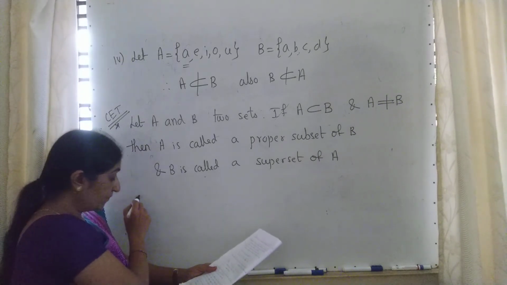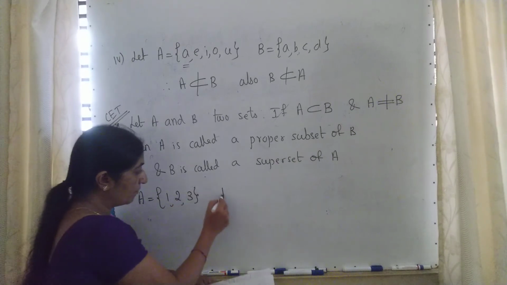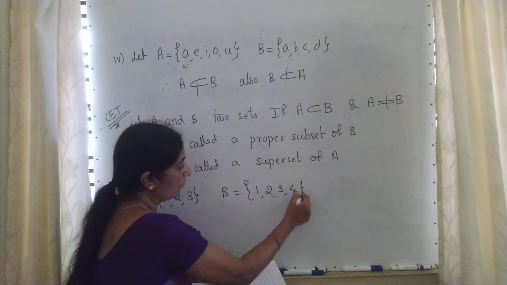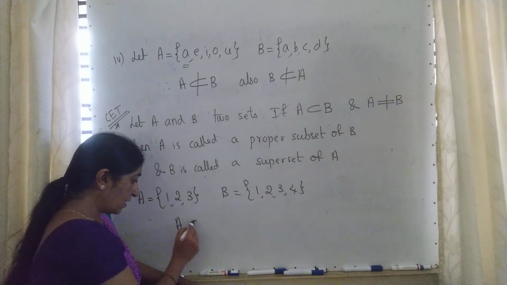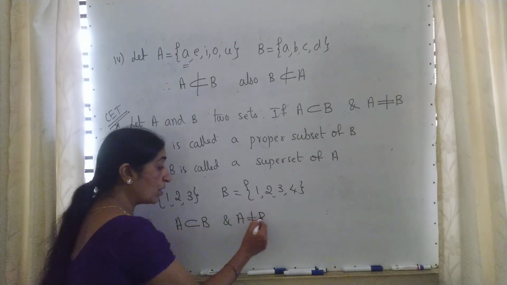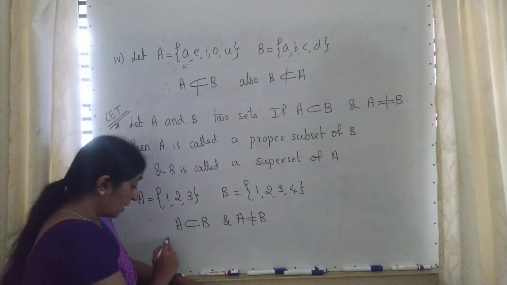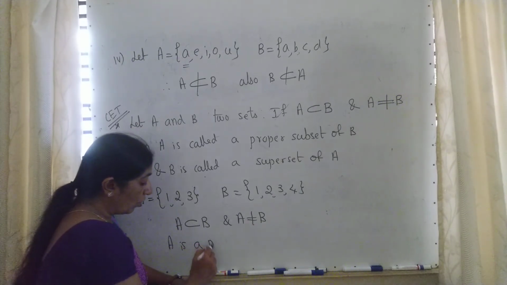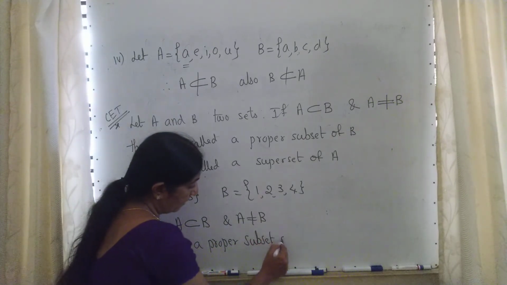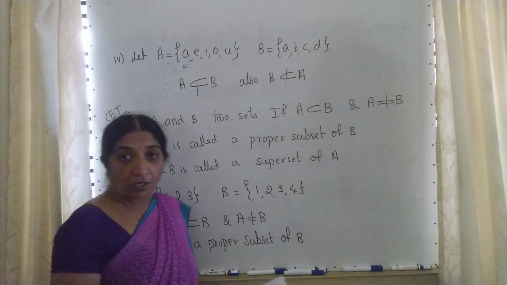For example, A I am writing as {1, 2, 3} and B I am writing as {1, 2, 3, 4}. See what you are observing. A is a subset of B and A is not equal to B because the element 4 is not there. Therefore, here A is a proper subset of B. Understood? And B is called the superset of A.